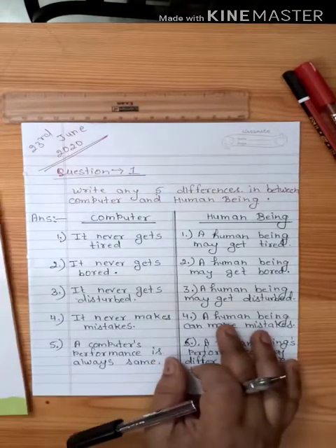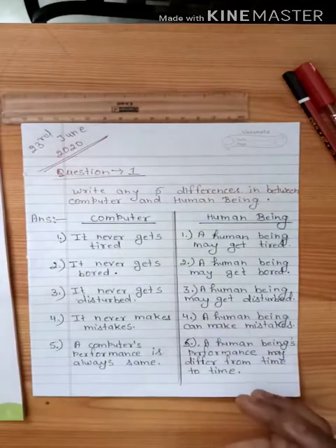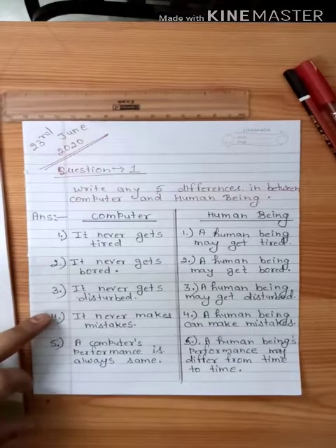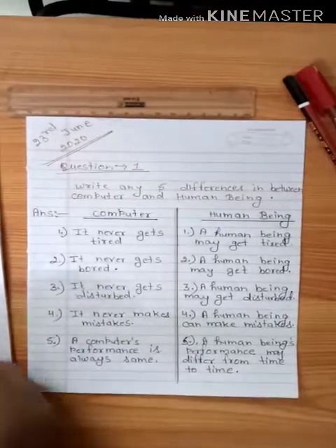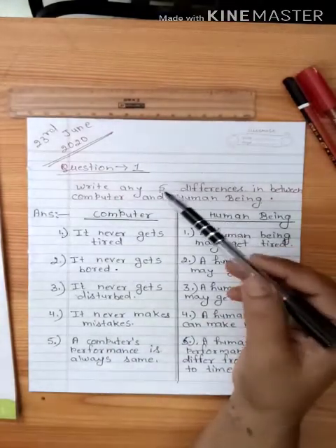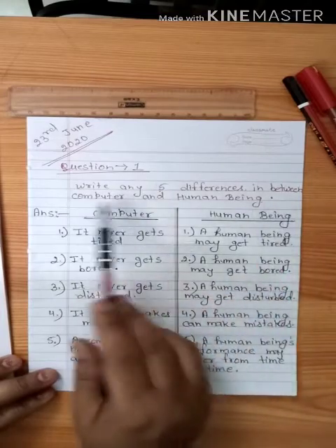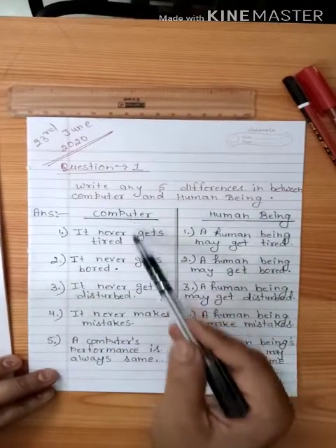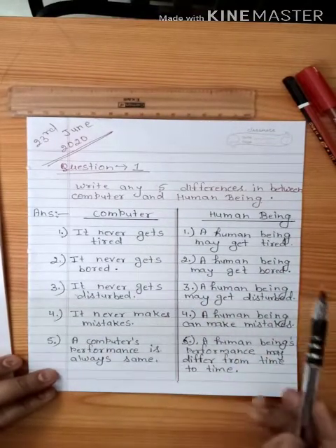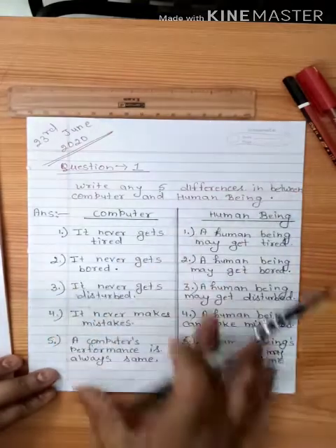So these are the 5 differences which we have to write here. This is your first question: write any 5 differences in between computer and a human being. These are the 5 differences which you have to write in your copy like this.